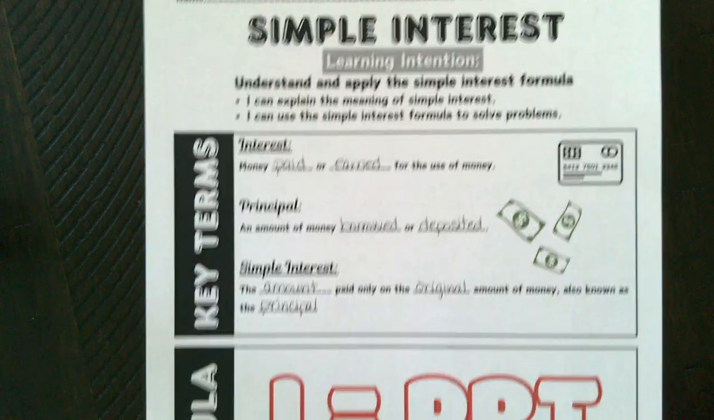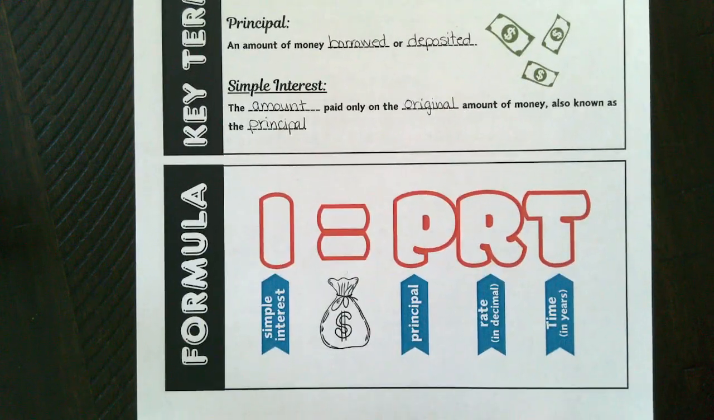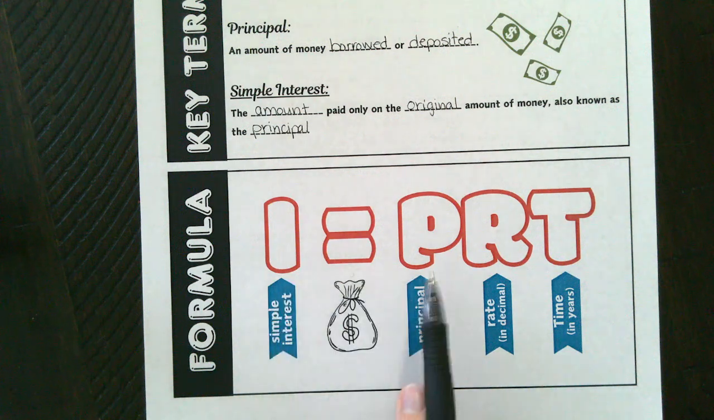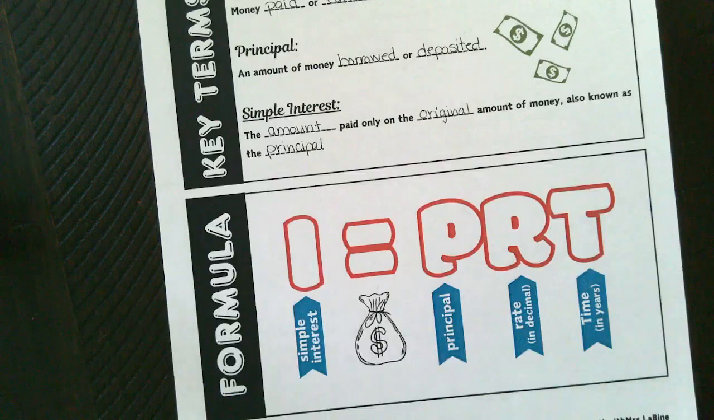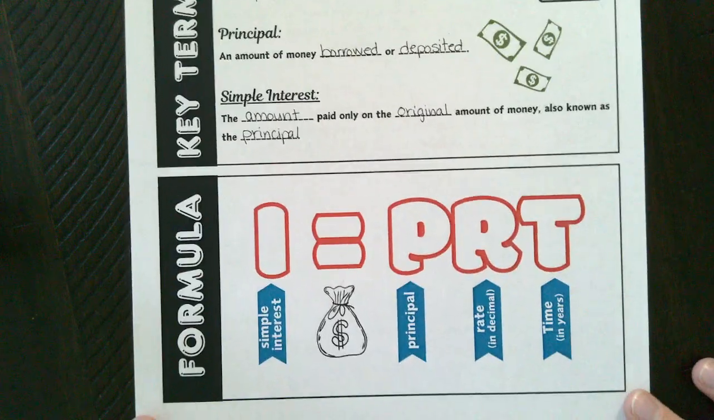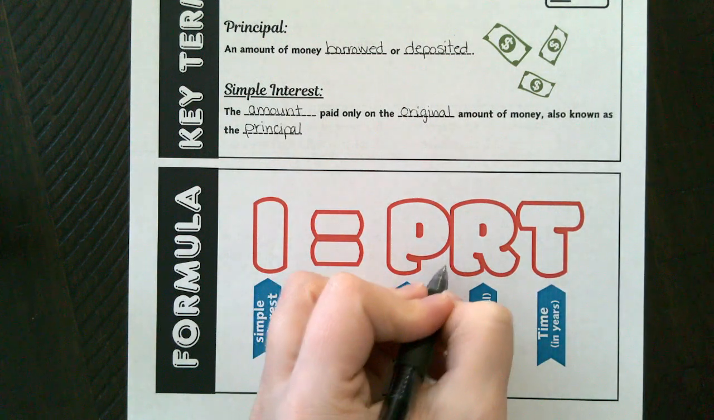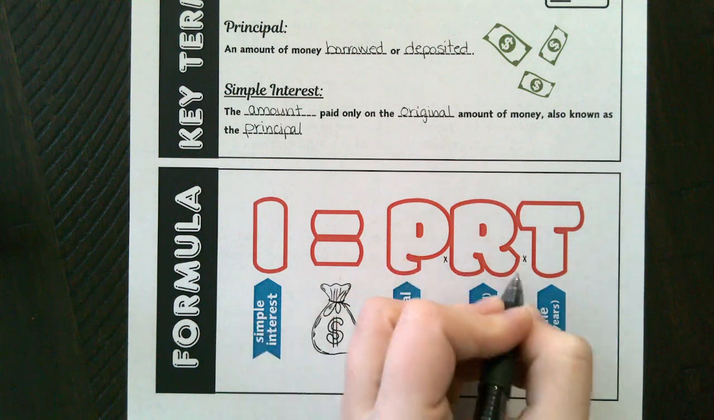So if you look down on your page, here is your formula. The formula we use for finding simple interest is I equals PRT. So PRT, since they're sitting next to each other, remember when we have variables that are teamed up together, we're multiplying. So P times R times T. Okay, so I'll just even put this here to help you remember. P times R times T.